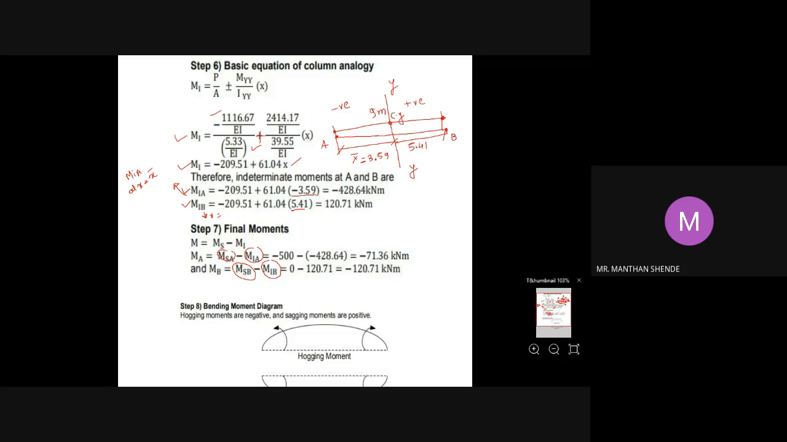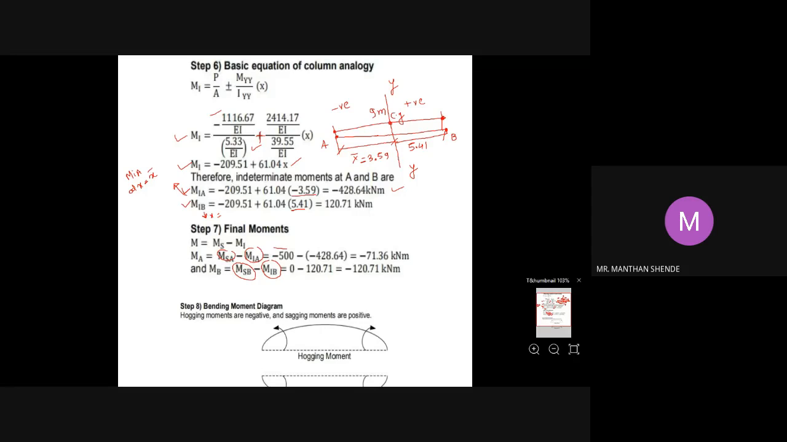So MSA is minus 500 and MSB is 0. MA is MSA minus MIA, so minus 500 minus of minus 428.64, you will get minus 71.36. And MB is MSB minus MIB, so 0 minus 120.71, which is equal to minus 120.71. So this is how we can find the bending moment values of MA and MB.